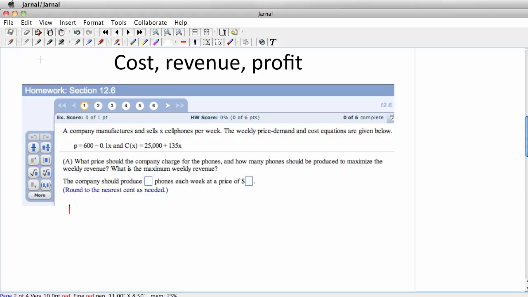So if we're trying to maximize revenue, that means we want a revenue function. And we know that revenue is price times number of objects sold. So here the price is 600 minus 0.1x times number sold is x. So our revenue function, if I multiply that through, will be 600x minus 0.1x squared.